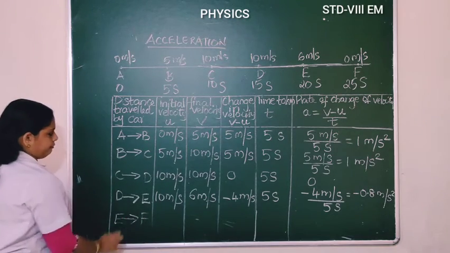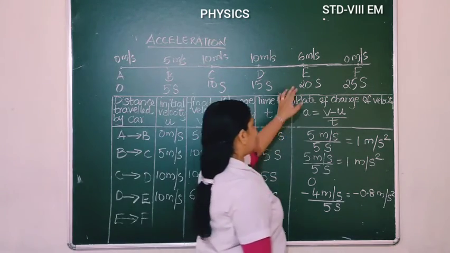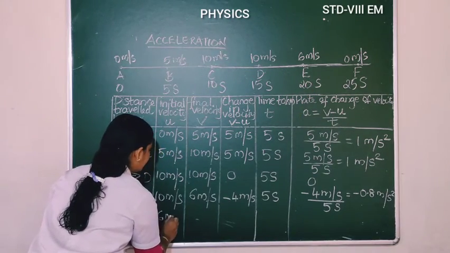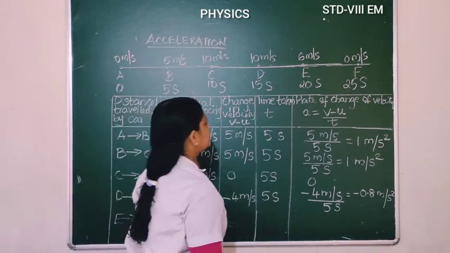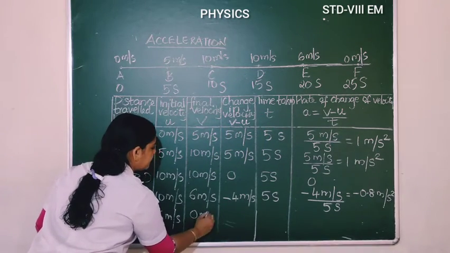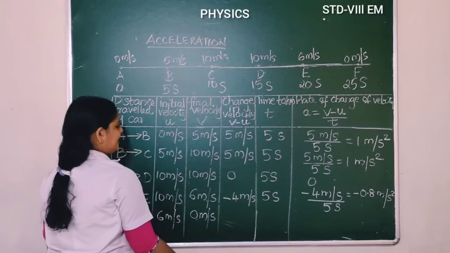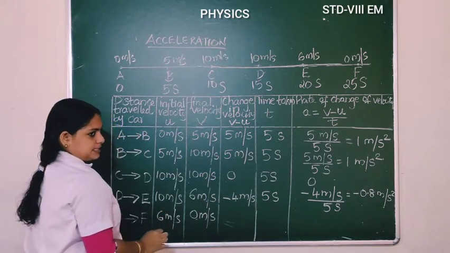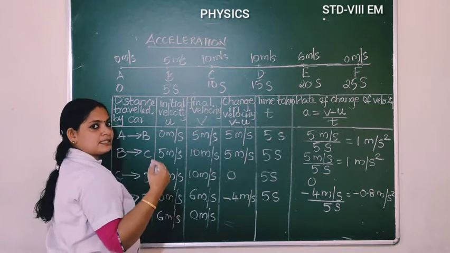From E to F, the velocity of E is the initial velocity, 6 meter per second. The velocity of F is the final velocity, that is 0 meter per second. Change in velocity V minus U, 0 minus 6. We cannot do 0 minus 6 directly, right?